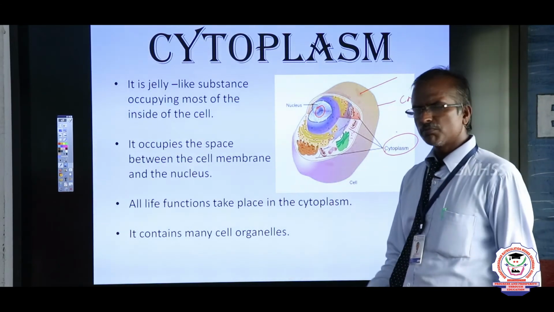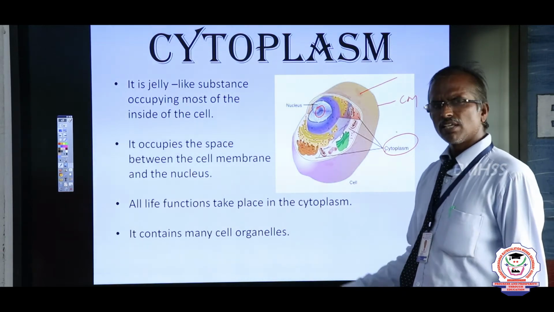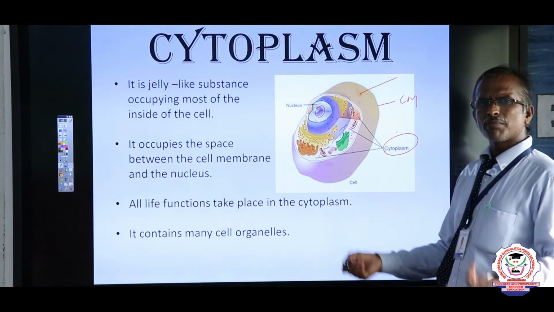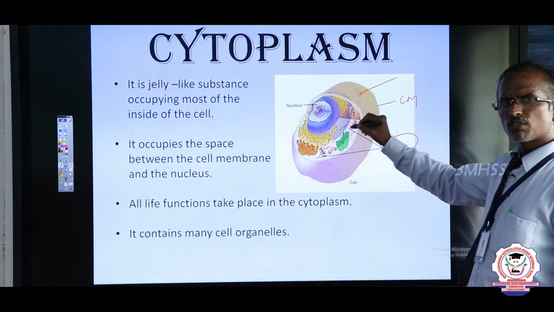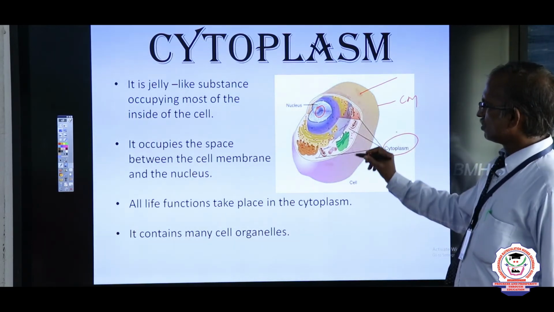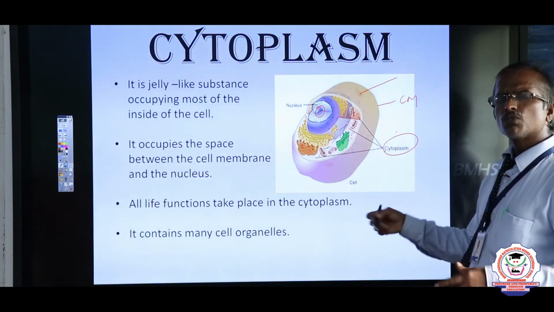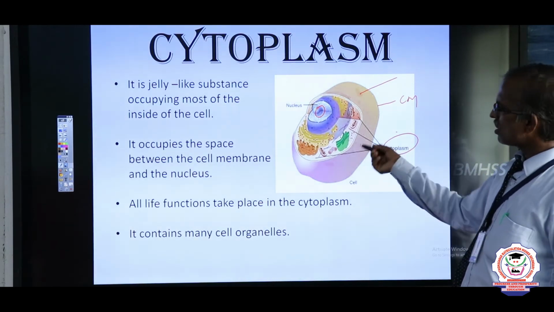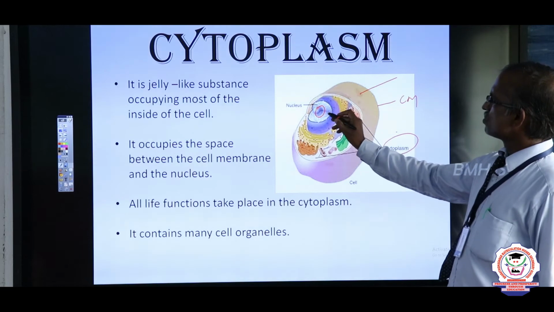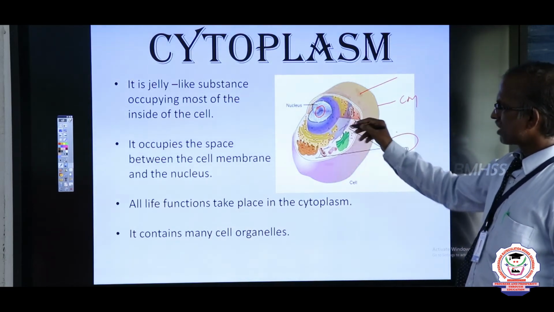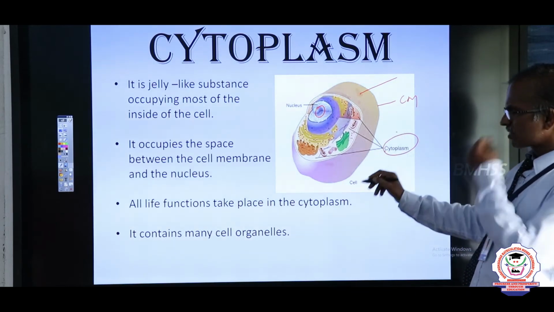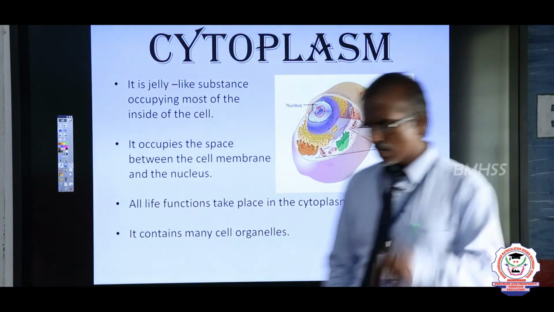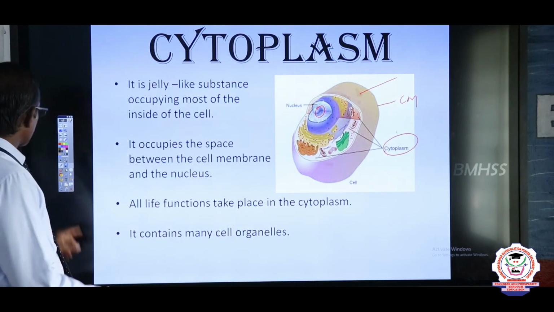Mitochondria, endoplasmic reticulum, ribosomes, and Golgi apparatus are present. The cytoplasm is a seat of various biochemical reactions that occur within the cell. The cytoplasm contains various cell structures to perform various life functions. It is a jelly-like substance present between the nucleus and the cell membrane inside the cell. All the life functions take place in the cytoplasm. It contains various minute cell organelles.